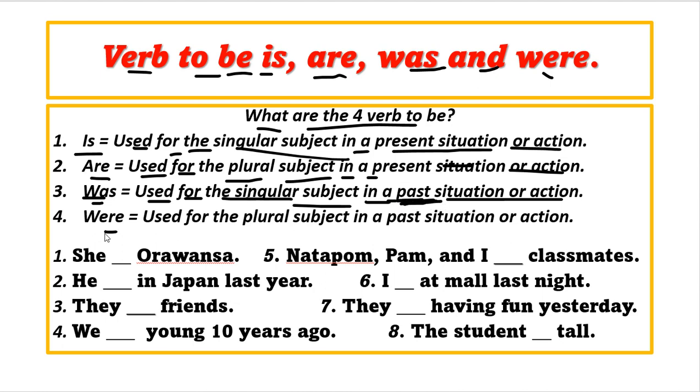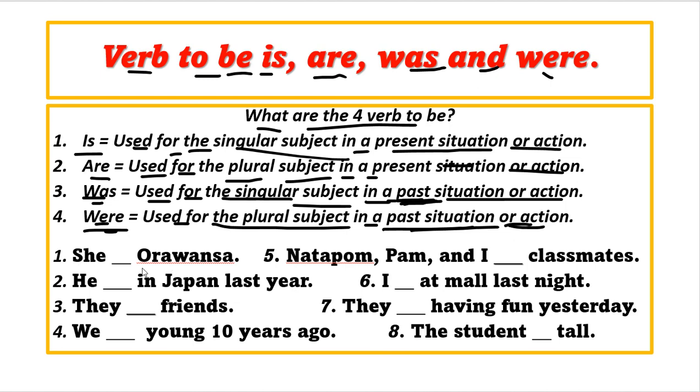Okay, so next, number 4, were. It is used for a plural subject in a past situation or action. This one is a plural subject, more than one, but in the past situation or action, so we can use were. So here I have some questions that we need to answer. We have 8 questions.